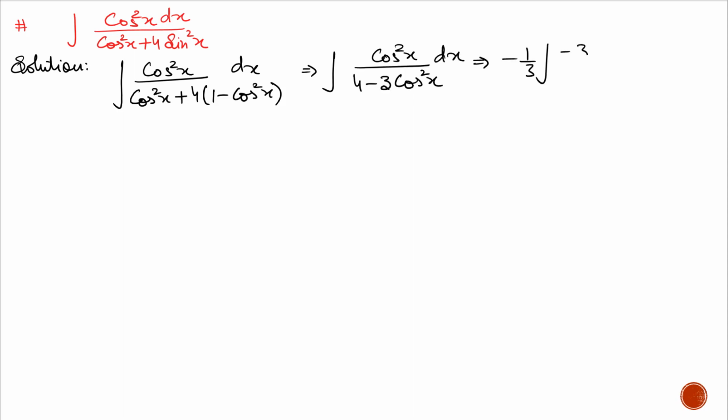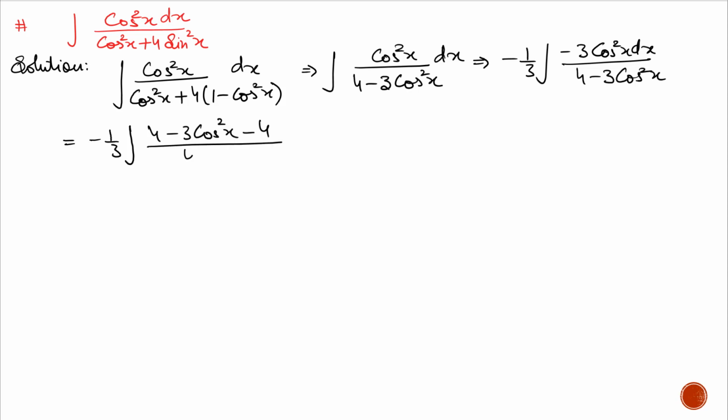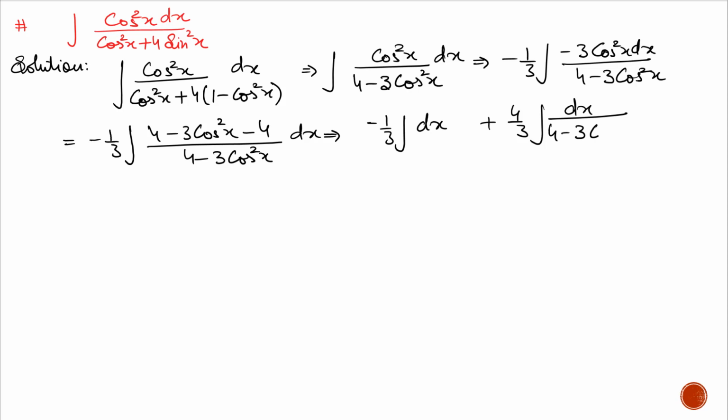Now divide and multiply by minus 3. Now we have minus 1 by 3 outside, minus 3 cos square x dx divided by 4 minus 3 cos square x. Now add 4 and subtract 4 in numerator, and now we have minus 1 by 3 outside, 4 minus 3 cos square x minus 4 divided by 4 minus 3 cos square x dx. Now when we divide into two parts we have minus 1 by 3 integration of 1 with respect to x, then plus 4 by 3 dx divided by 4 minus 3 cos square x.